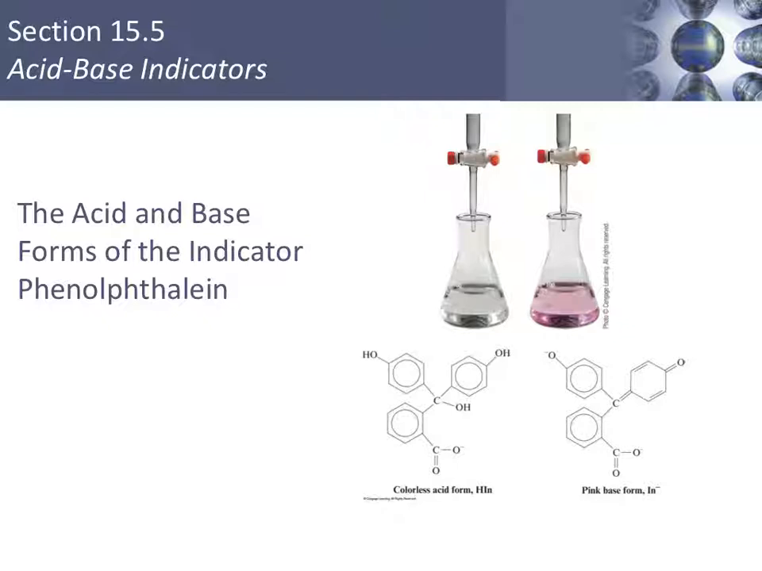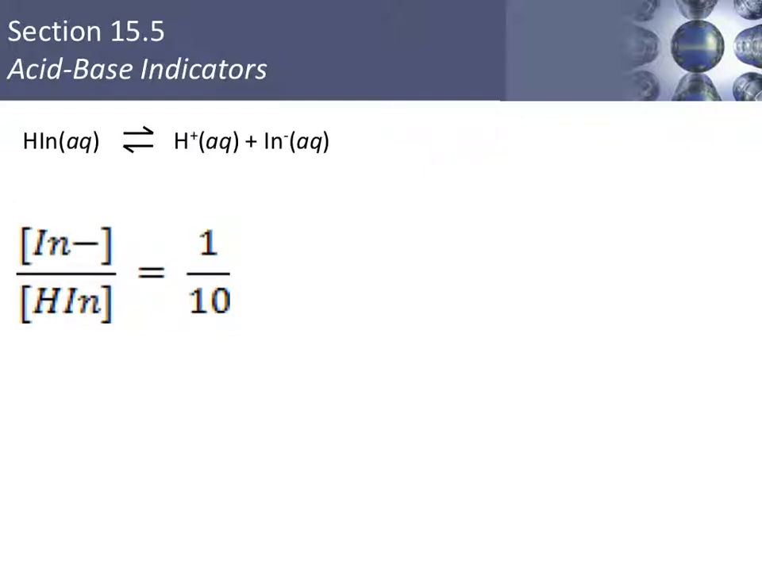Phenolphthalein is a commonly used acid-base indicator. It is colorless as the acid, and then once it donates the proton and becomes the conjugate base, it is pink. You can see that this hydrogen in the acid is now missing in the conjugate base. Here is the generic equation that we can use to represent acid-base indicators. In the phenolphthalein that we just looked at, the acid form HIn was the colorless one, and the conjugate base In minus was the pink.